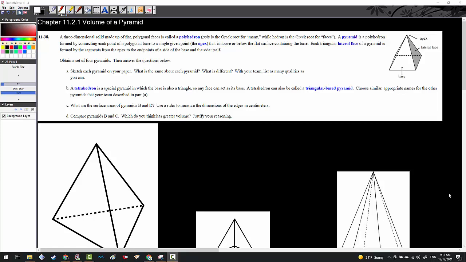Welcome, ladies and gentlemen, to Integrated Math 2. In today's episode, we will be discussing Chapter 11.2.1, which is the volume of a pyramid.